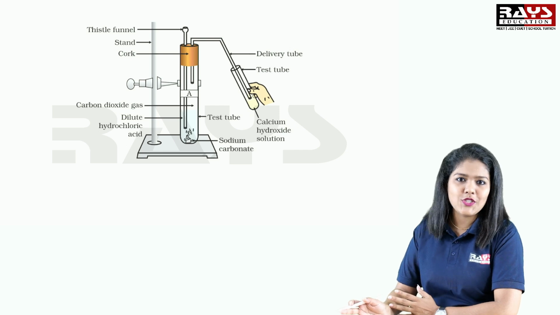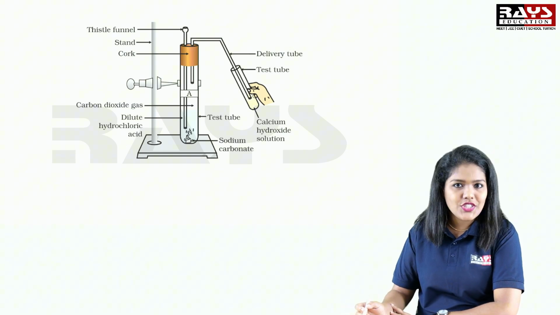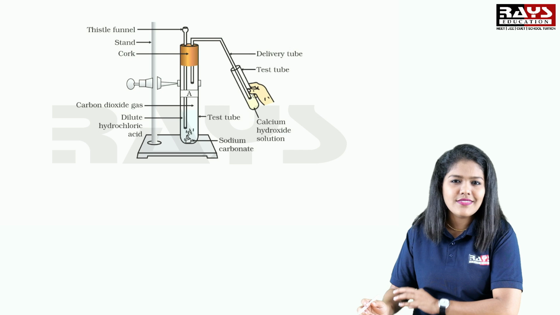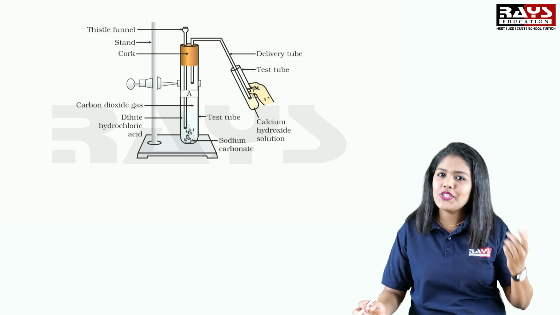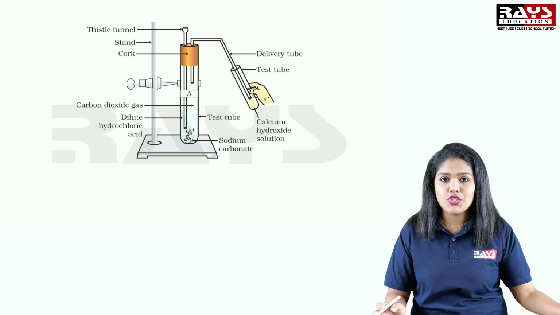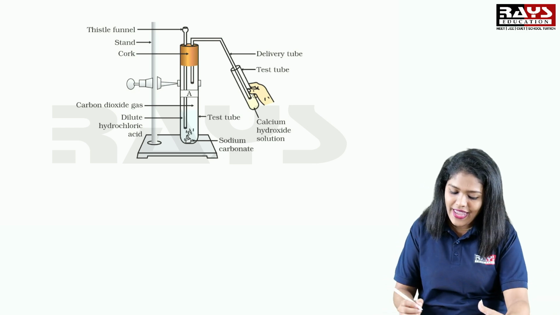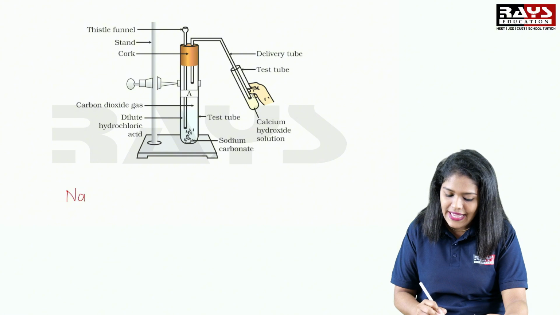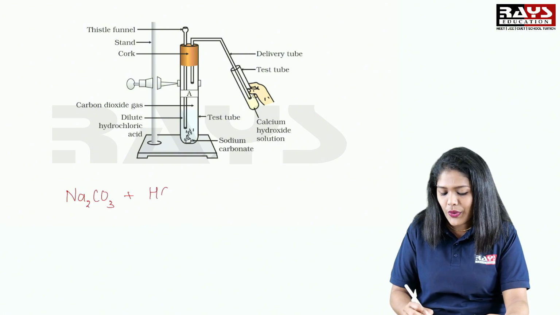Now let's do the experiment. I am taking a test tube. Inside it I have taken some quantity of dilute hydrochloric acid. I am putting some pieces of sodium carbonate into it. So let's write the equation. I am taking sodium carbonate, Na2CO3, into hydrochloric acid.